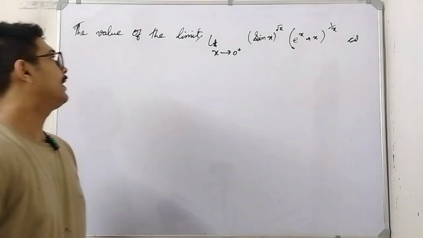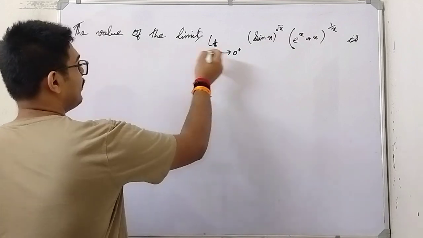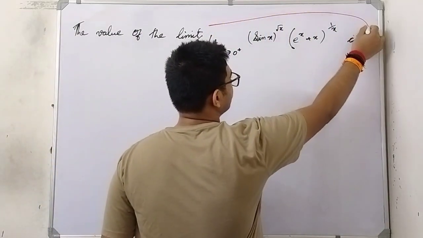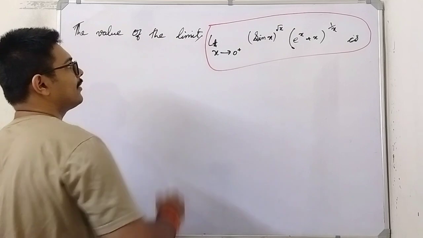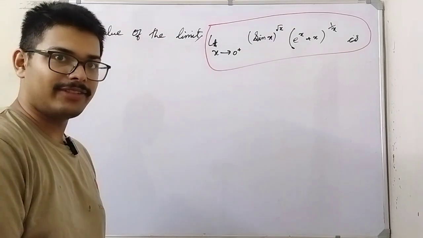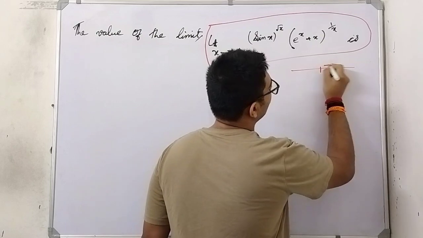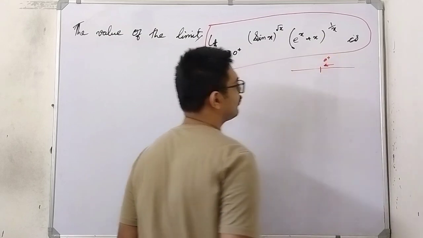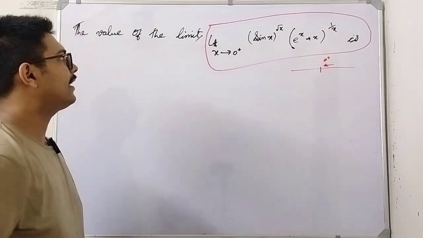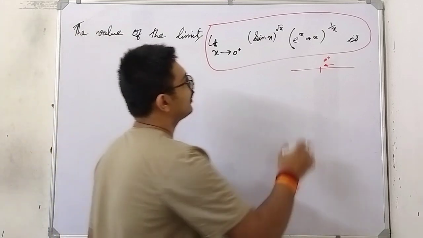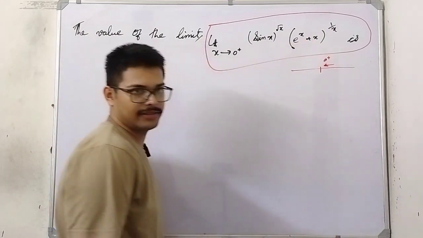We can solve this limit question. The value of the limit extends to 0 plus, which means whatever values we are putting, it is approaching 0 from the right hand side, 0 plus. (sin x)^(root x) into (e^x + x)^(1/x).